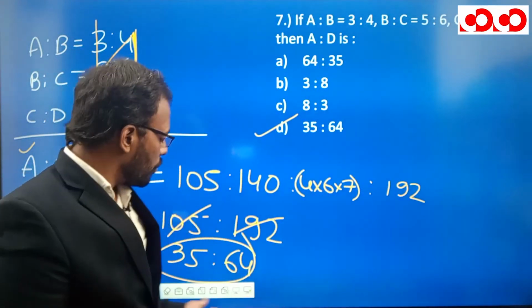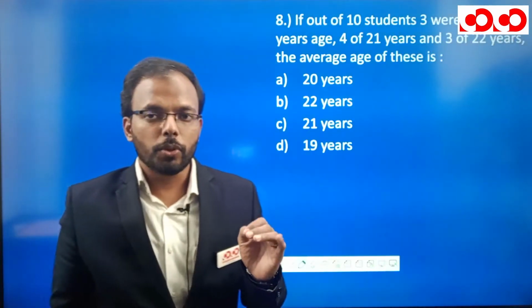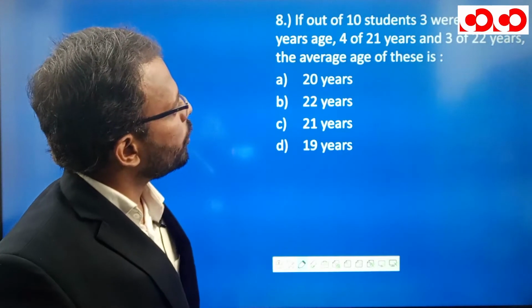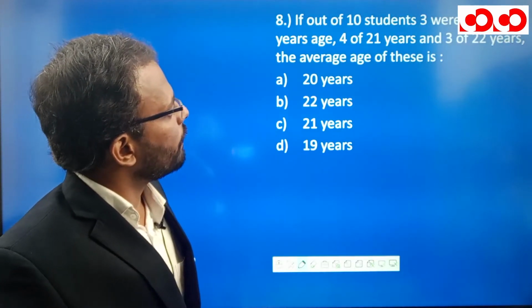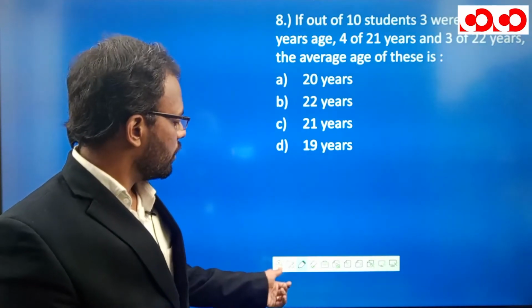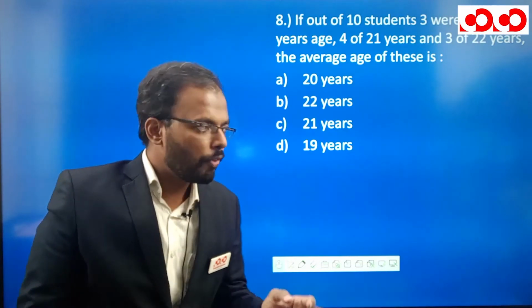Now let's move on to the next question. Here is the 8th question. Let's try to solve it. If out of 10 students, 3 were 20 years old, 4 were 21 years old, 3 were 22 years of age, then what is the average? This is a problem from average and we should know the concept of weighted average.